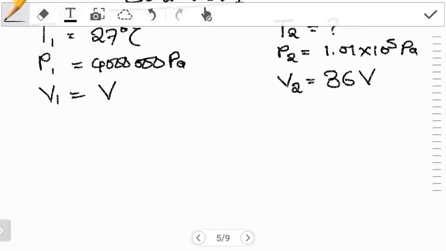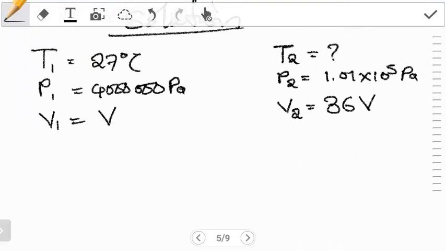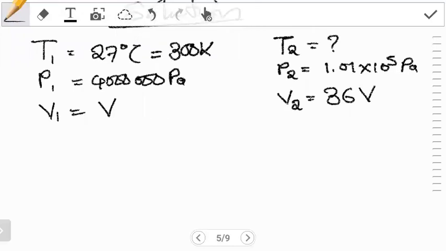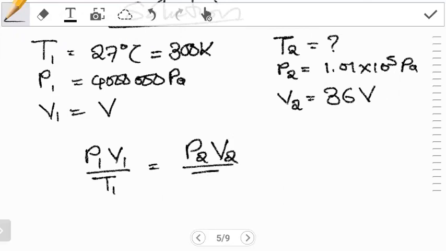Okay, now let's look at what we have to do. The first step, it's very, very important that you do this when you're going to use this equation: the temperature has to be written in kelvins. Of course, this just becomes 300 kelvins. Okay, from there now, the equation we're using is from the ideal gas equation itself. So P1 V1 over T1 is equal to P2 V2 over T2.